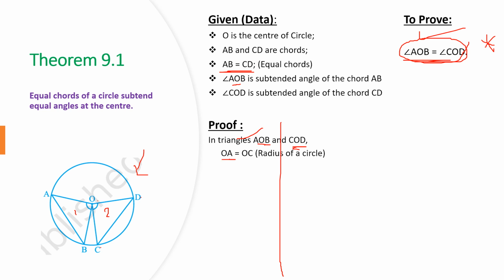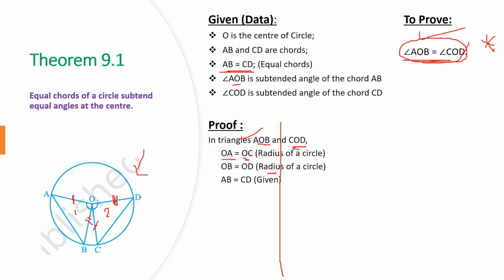Observe this in the diagram. OA is equal to OC. Why are they equal? Because OA is the radius of the circle, and similarly OC is also a radius of the circle. So they are equal. Then observe the other edges of the triangles. OB is equal to OD, because both of them are radii of this circle. So naturally they are also equal.